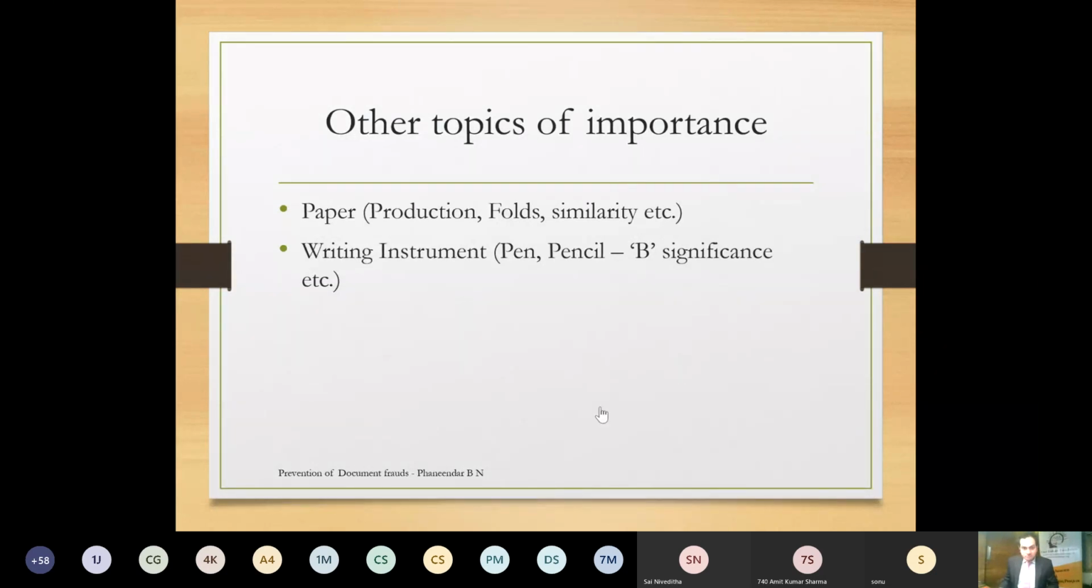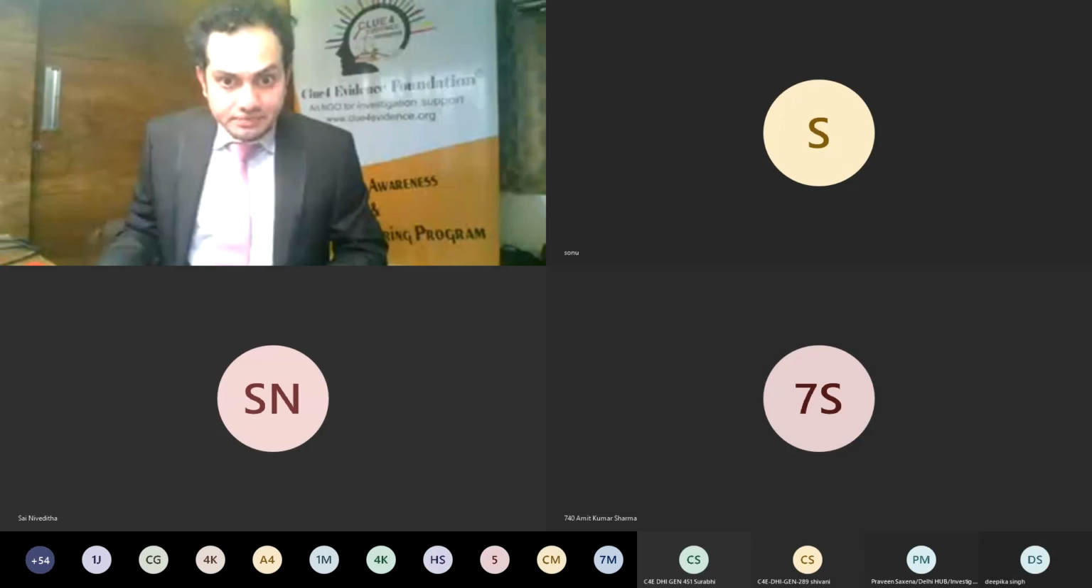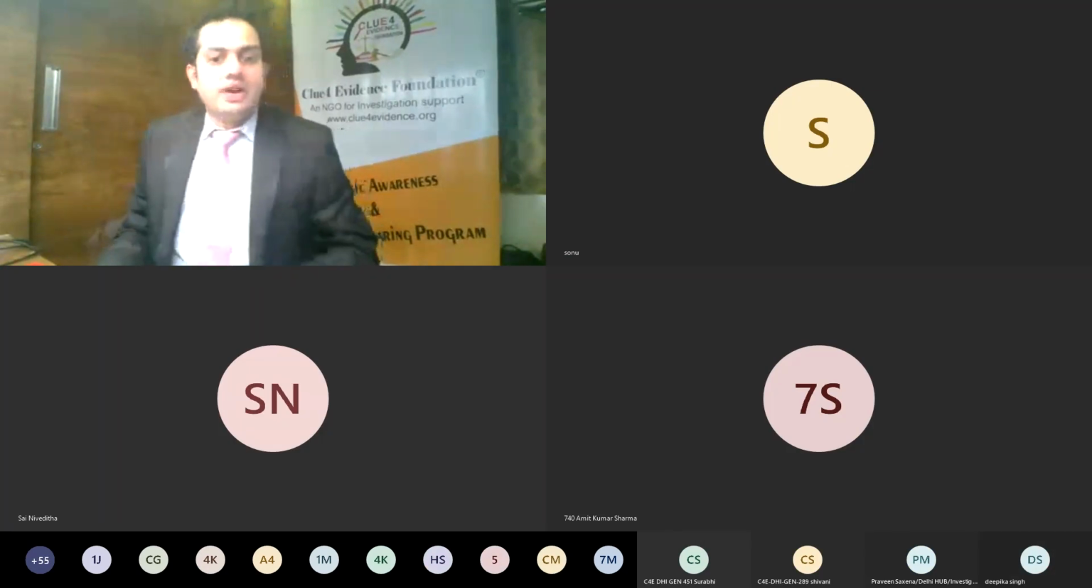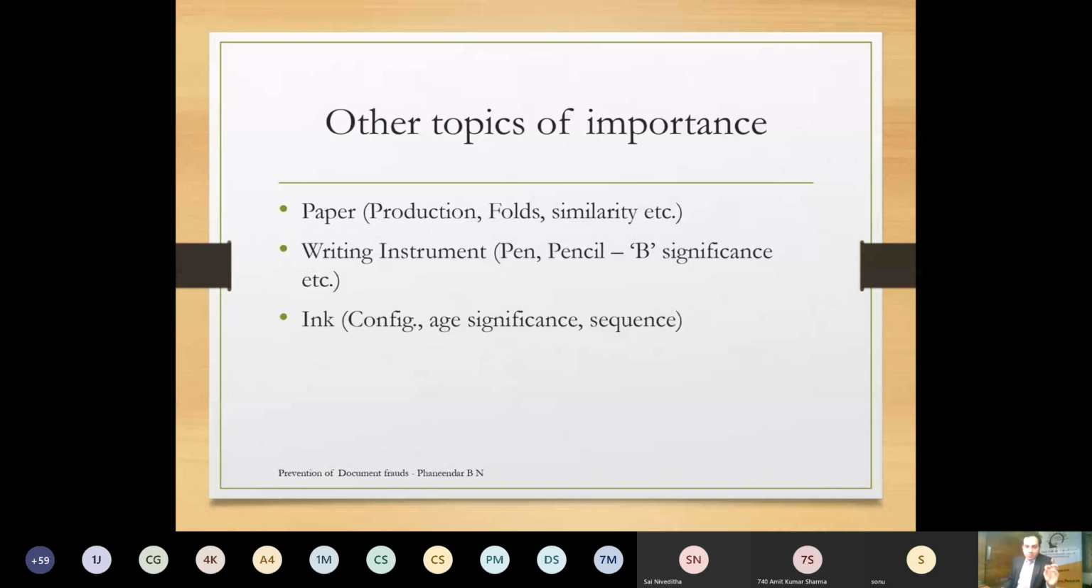Third, regarding the writing instrument and ink, both are very, very important, which we just now discussed. There are chemical configurations, age significance, and sequence of strokes. Sequence of strokes, yes, what was first written, what was written after that. This becomes very important with regard to ink analysis.